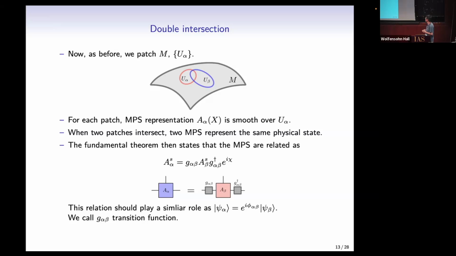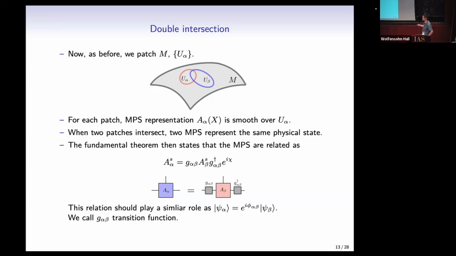So now there's the fundamental theorem, which was mentioned this morning, but I guess details will come later tomorrow maybe. If you have two matrix product state representations, they can represent the same physical state if and only if they are related by this relation. So A alpha, A beta both represent the same physical state, and therefore they must be related in this way, where A beta is conjugated by this G and G dagger, which acts on the virtual space. In the tensor network way of writing it, it may look like this.